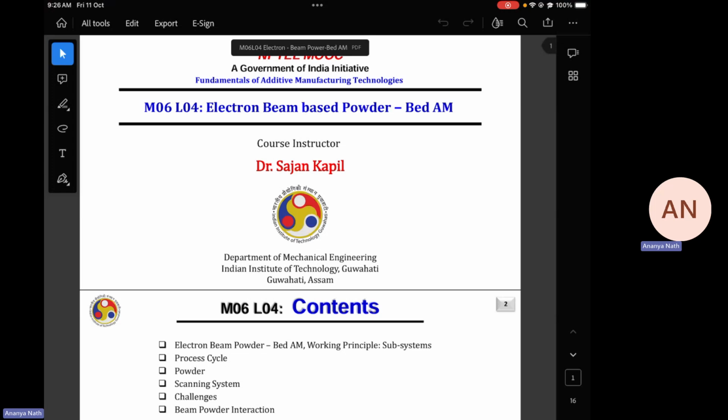Now let's see another variant of powder bed fusion, which is electron beam powder bed fusion. In my last class, I already discussed electron beam melting, how it is focused using the deflective electromagnetic lens, and how it is different from a normal lens. As a recap, we will again study the topic of electron beam powder bed fusion.